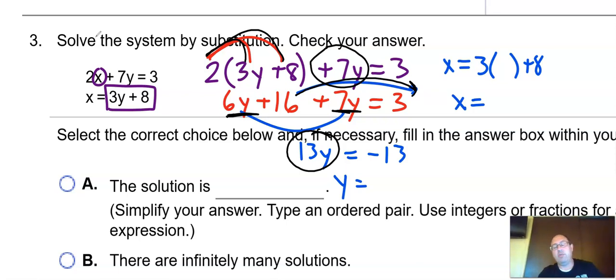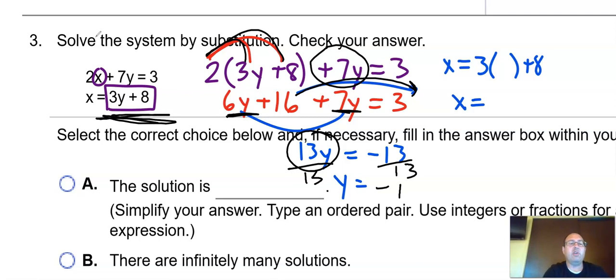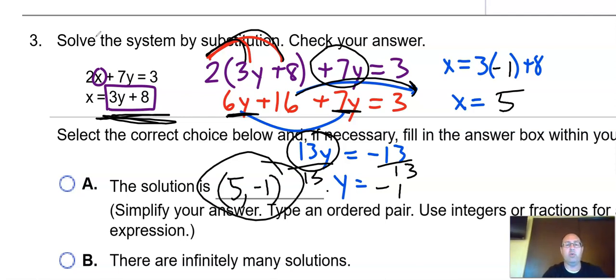If I move the 16 over to the other side by subtraction, that gives me 3 take away 16, or -13. And then, of course, we can divide by 13 and find out that y is -1. This is the best equation to go back to find out what x is by plugging in a y value of -1. And -3 plus 8 would be +5. So (5, -1) is the solution where the two lines cross.